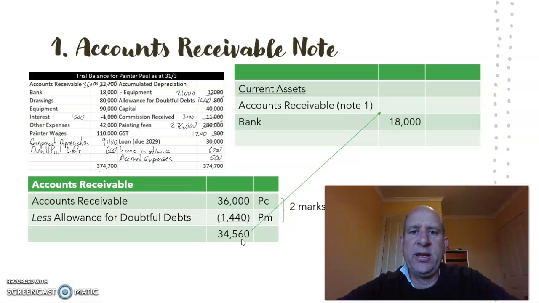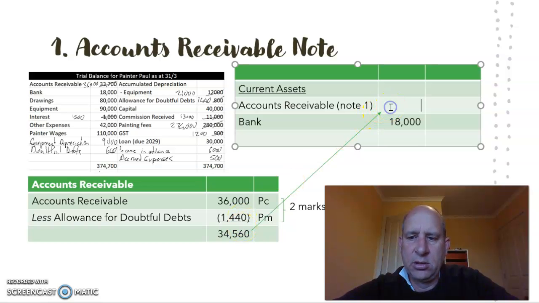Now the purpose of the accounts receivable note and all the notes is to avoid clutter in the balance sheet. So we want to take out all the extra things and just put the things that are important to the users of the financial information. So that 34,560, your 36,000 minus your allowance, comes up here. So a new heading is current assets. In the current assets, we've got accounts receivable, right at 34,560.